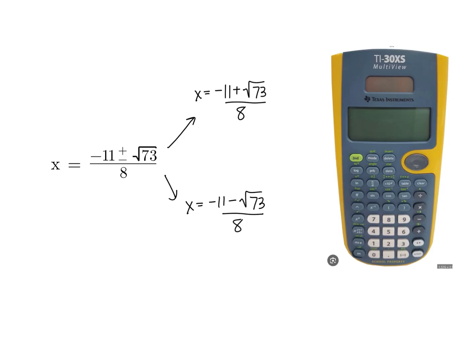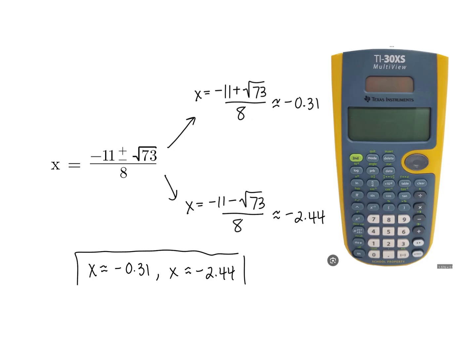You should get x is approximately negative 0.31 and x is approximately negative 2.44. Let's write it out formally. x is approximately negative 0.31 and x is approximately negative 2.44. Those are your solutions.